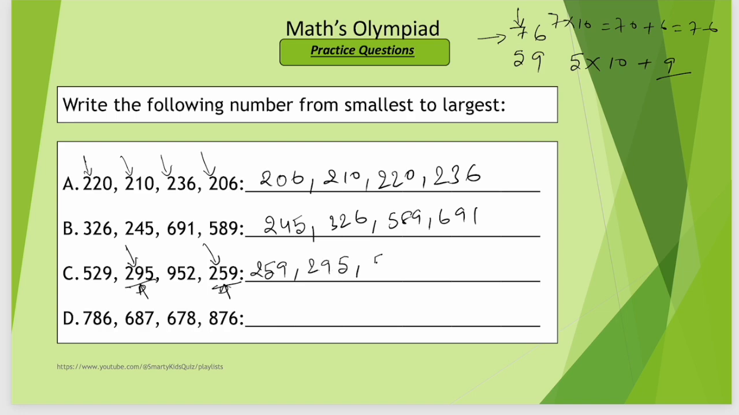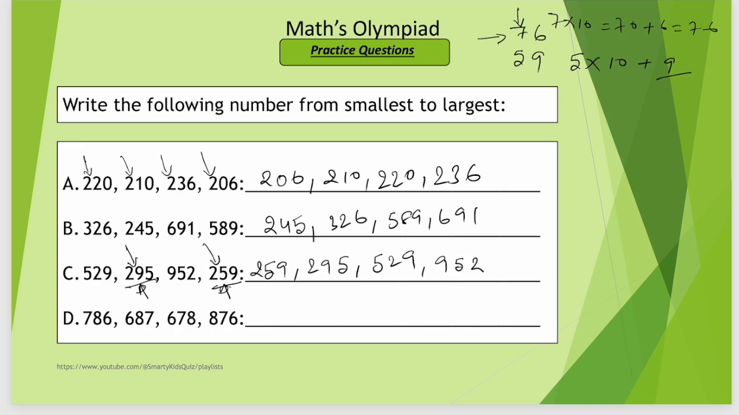Then you write 529. In 529 and 952 you do not have to do anything, because this is the 500 series and this is the 900 series. And then just write 952. Now look at this question, kids.